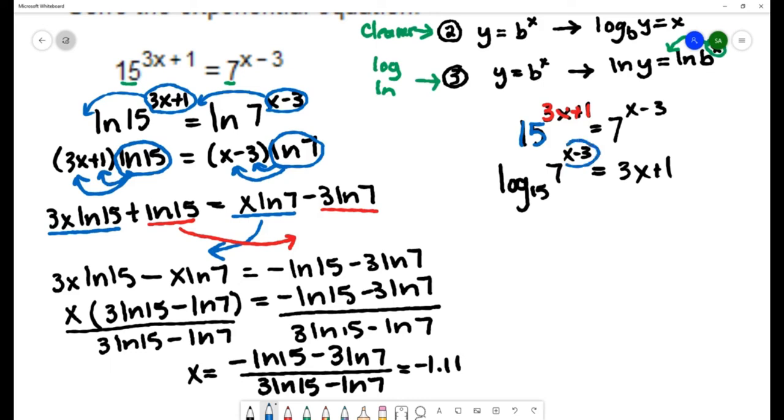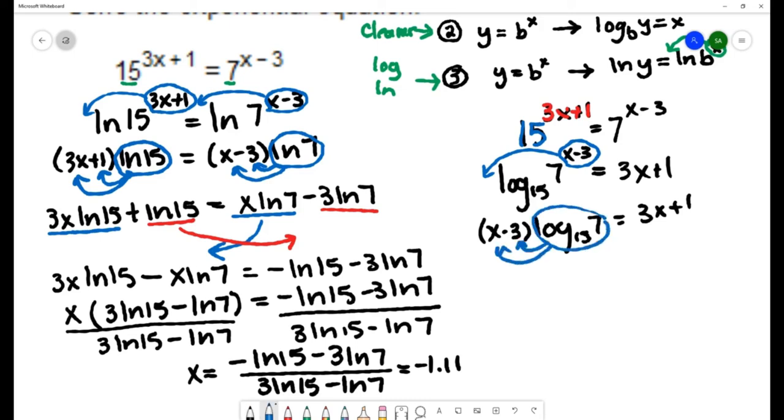I'm going to use the power rule to get that variable out of the exponent. So I would have x minus 3 times log base 15 of 7 equals 3x plus 1. I would use the distributive property to get rid of those parentheses. And that gives x log base 15 of 7 minus 3 log base 15 of 7 equals 3x plus 1.